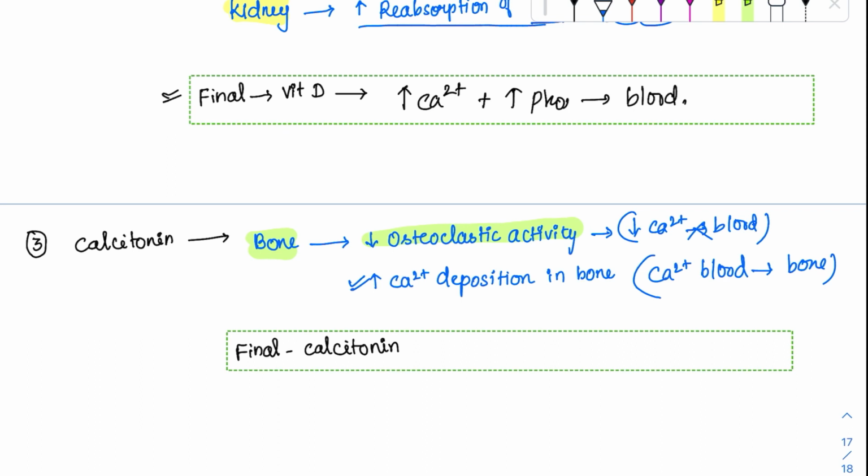So the final calcitonin action: it is also called the calcium lowering hormone, and it decreases the blood calcium levels. So two hormones are increasing the blood calcium, parathormone and vitamin D, and one is decreasing the blood calcium. This is all about calcium homeostasis, and this brings us to the end of endocrine physiology. Thank you.